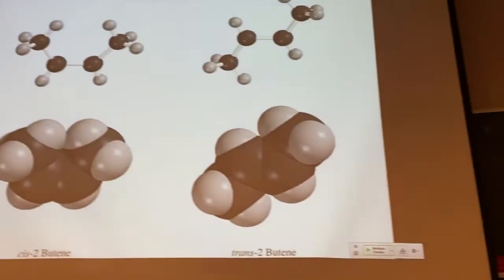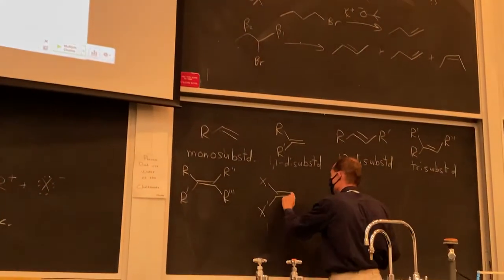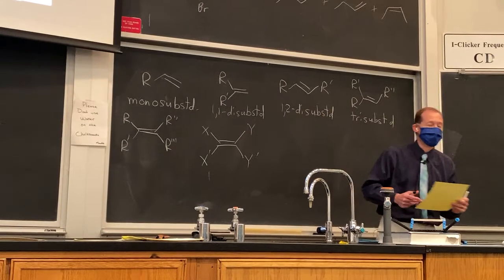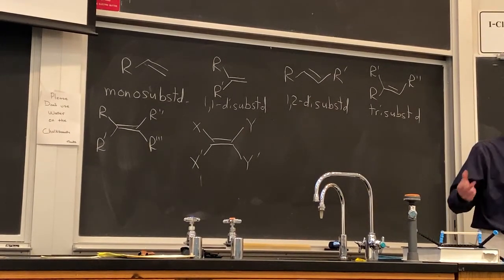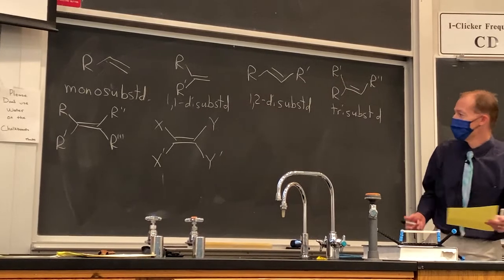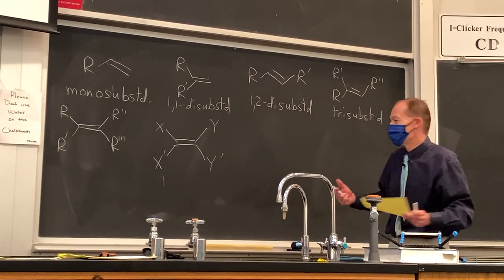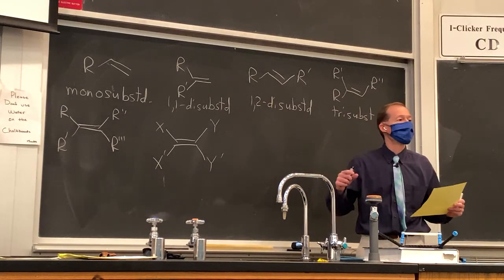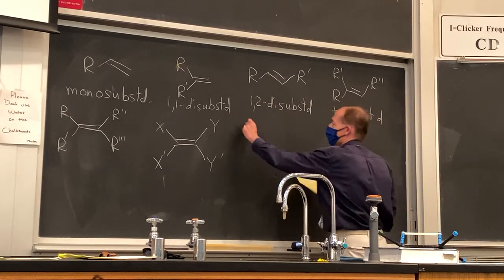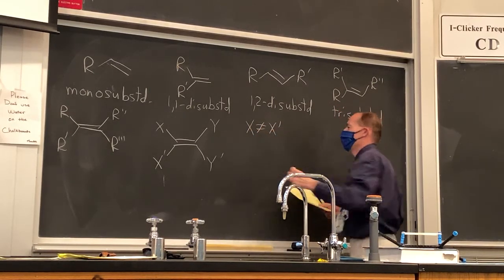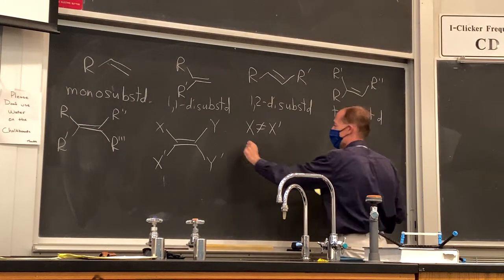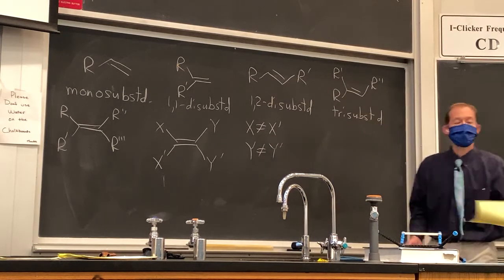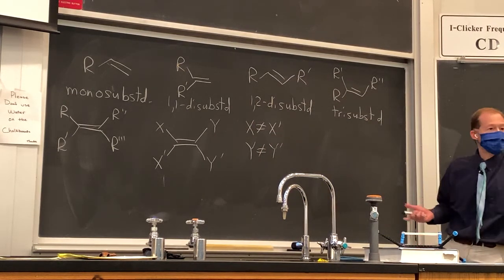But first, we have to define the circumstances under which you will get cis and trans isomers, because not all alkenes will have cis and trans isomers. Some will and some won't. In order for an alkene to have cis and trans isomers, the two groups on each of the alkene carbons have to be different from each other. So X has to be non-equivalent to X prime, and Y has to be non-equivalent to Y prime. Okay. Now X can be the same as Y.